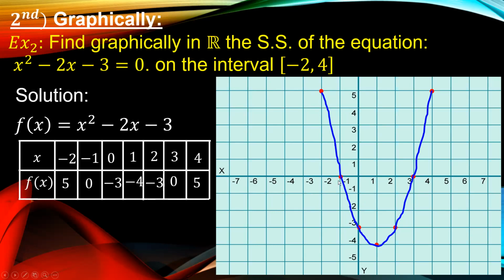What are these points here? The curve cuts the x-axis at negative 1 and 3. Then the solution set is negative 1 and 3. Again, to solve graphically any quadratic equation, draw the curve, and see whether the curve cuts the x-axis at 1 point or 2 points. Here the curve cuts the x-axis in 2 points, negative 1 and 3. Then the solution set from the graph equals negative 1 and 3.